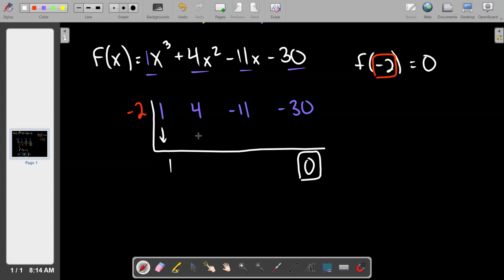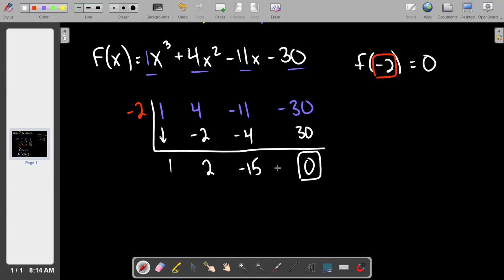Drop the 1, multiply, add, multiply, add. What's -2 times 1? -2. Add those together. Multiply, what do you get? Add, what do you get? Multiply, +30. And again, as expected, we got our 0.